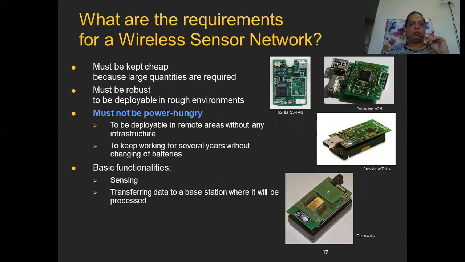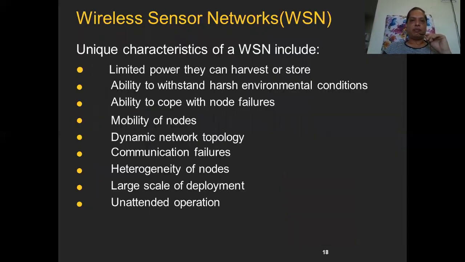So it should not be too heavy. Also, it should not be bothersome. Also, it should not make noise. It should not become hot. So there are plenty of things that need to be taken care of. So these are wireless sensor network characteristics. It has limited power they can harvest or store. And then the ability to withstand harsh environmental conditions, right?